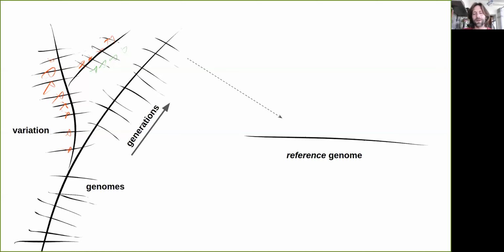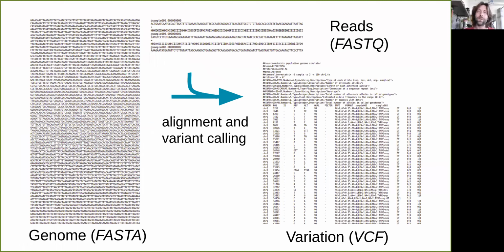We say, okay, well, it's simpler if I pick a reference genome that everything is pretty close to, and I'll use that to do my analysis. And the typical flow that I believe many of you would be familiar with is that you take the reference, you align sequences to it, and then you do variant calling process.